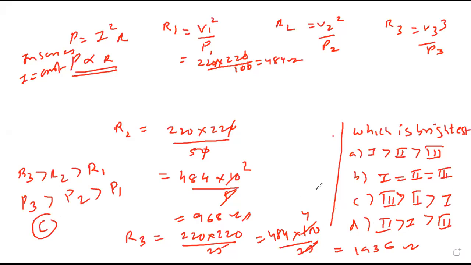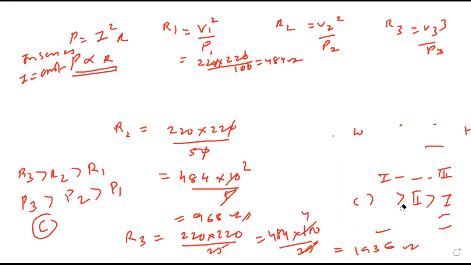Understood, na? Yes, sir. Or I told, there was no need to calculate. If we become smart enough after doing a lot of hard work, we could directly see that resistance was least in third case. So power was least in third case as per rating. Therefore, its resistance is maximum. Therefore, it will blow maximum. Or calculate and check. So whenever it is question of brightness, please check power, not current or voltage.